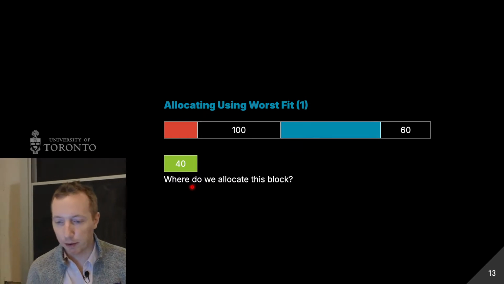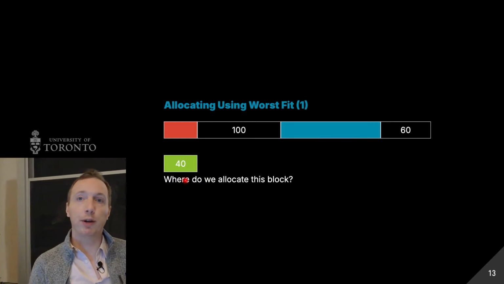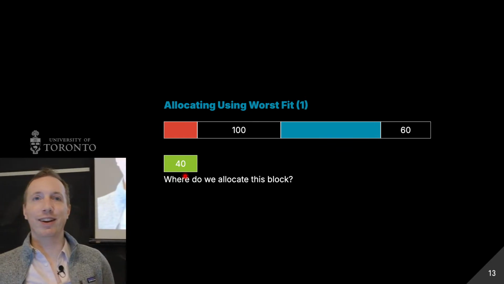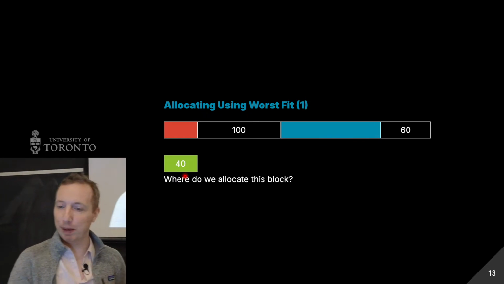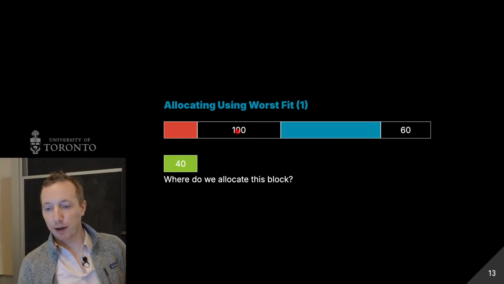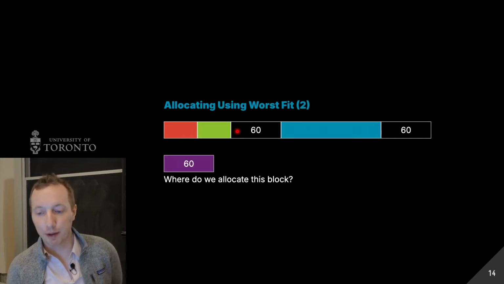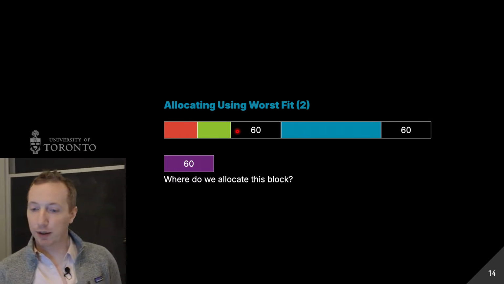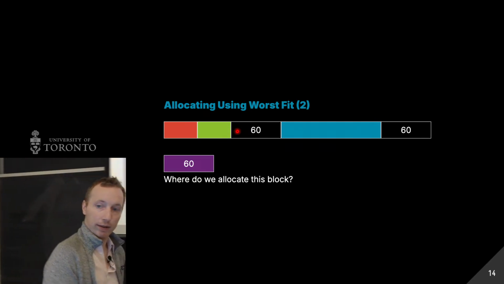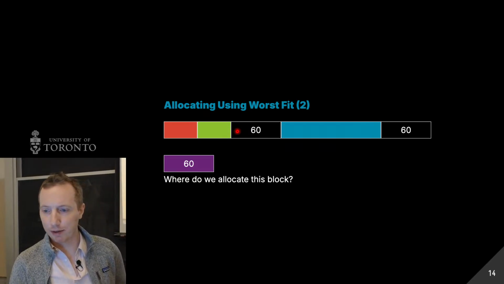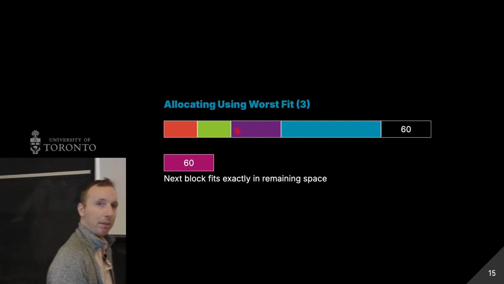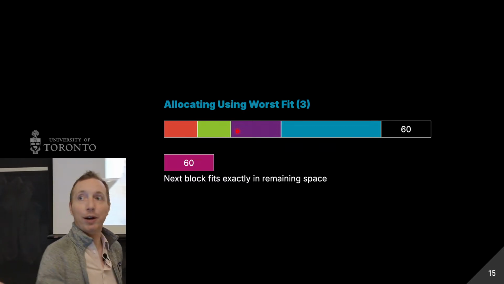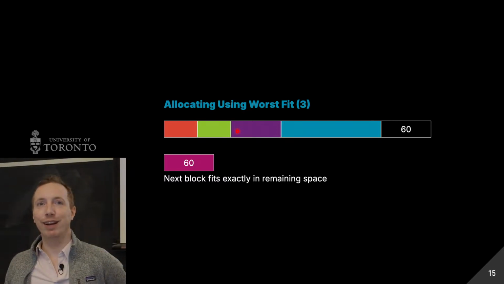So now if I replay it again, I have the green 40. Where do I put it? In the 100, right? Worst fit, the 100 is the biggest one. So I put it in the 100, split it off, there'd be 60 left, and then you can probably see where this is going, right? Purple allocation comes in, well, I put it in that 60, one of them, doesn't matter in this case, and then I have the pink block, and it fits, right? Fits exactly in the remaining space. So looks like worst fit is actually the best fit.